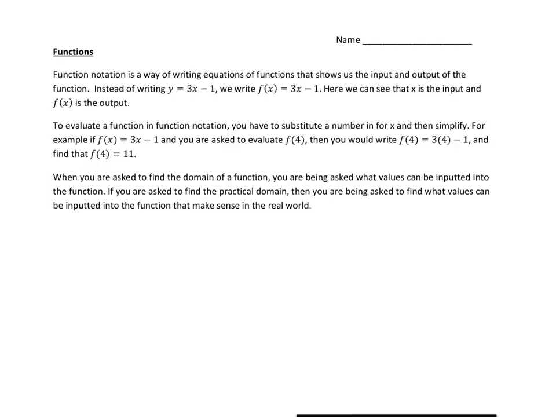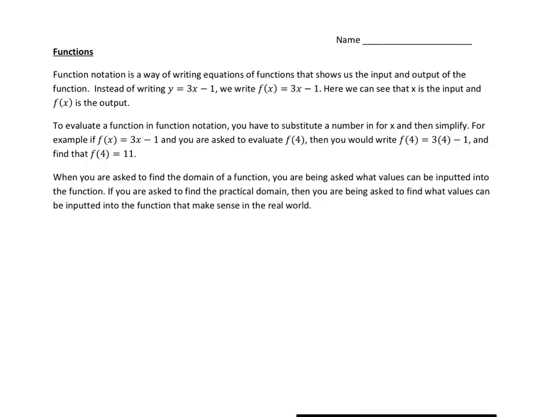Functions. Function notation is a way of writing equations of functions that shows us the input and output of the function. Instead of writing y equals 3x minus 1, we write f of x equals 3x minus 1. Here we can see that x is the input and f of x is the output. To evaluate a function in function notation, you have to substitute a number in for x and then simplify.